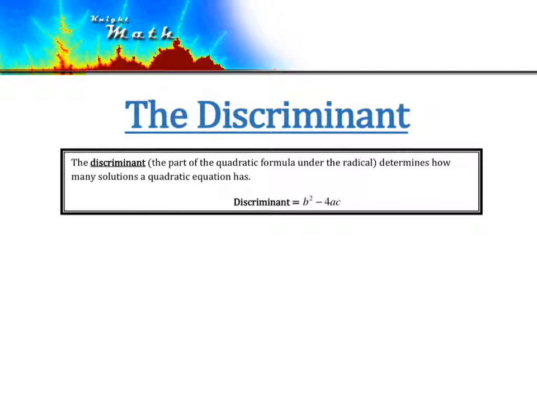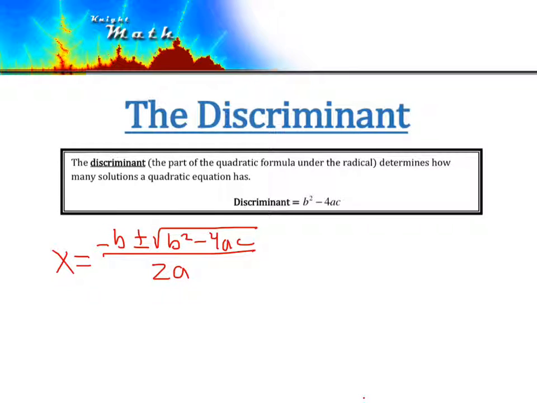Let's take a look at something called the discriminant. When we're working with quadratic equations, we've got this crazy thing called the quadratic formula. It looks something like this. This magic formula can find the solution to any quadratic equation that is in standard form. The stuff under here is really important because it determines if we have a real solution or not. Real solutions to a quadratic equation are the x-intercepts on the graph.